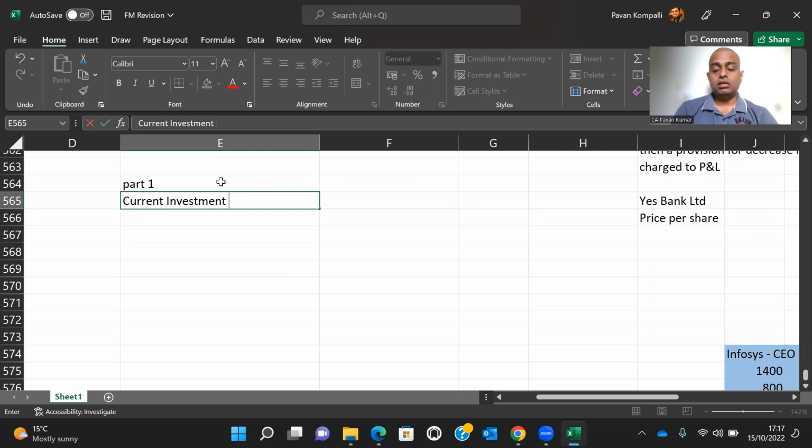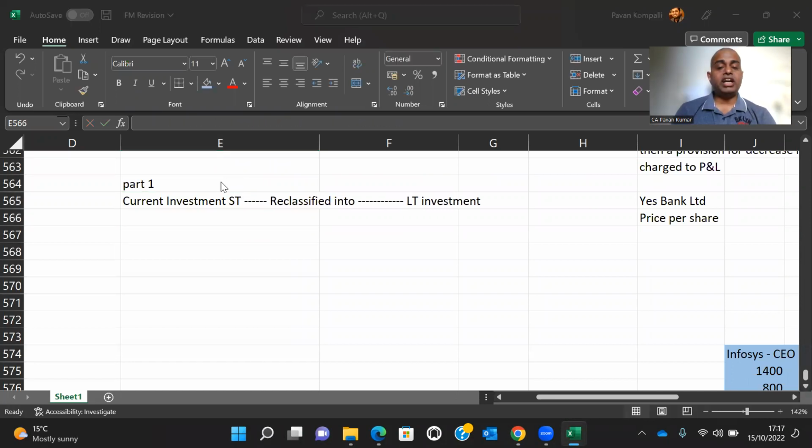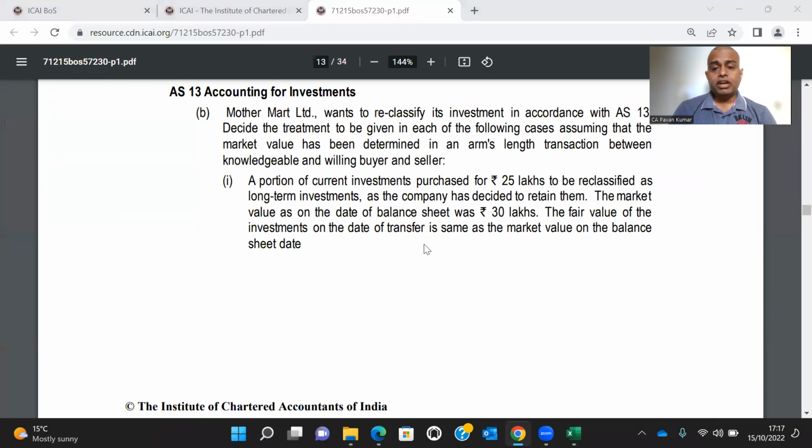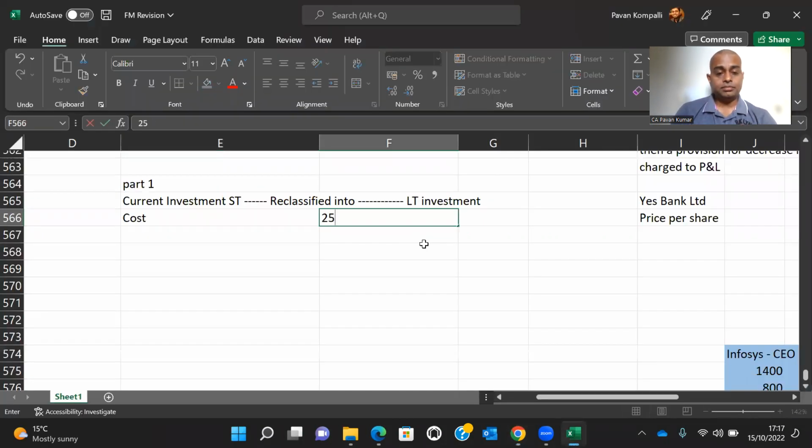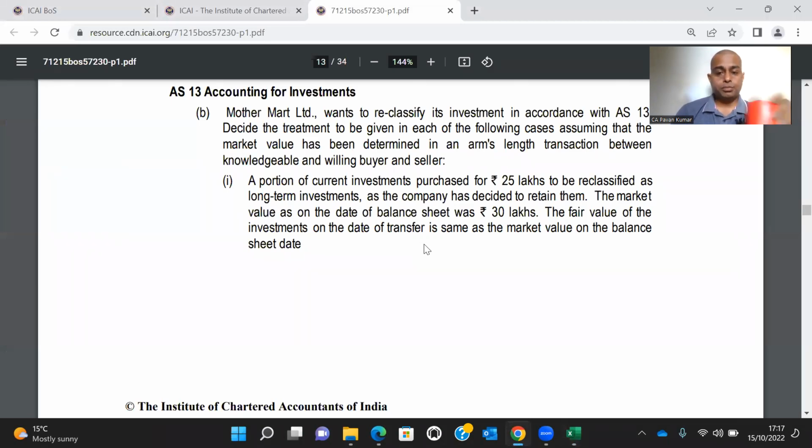Current investment reclassified into long-term investment. Current investment means short-term, reclassified into long-term. Then can I say purchased for 25 lakhs, cost 25 lakhs? Okay, read more. The market value as on the date of balance sheet was 30 lakhs. The fair value of the investments on the date of transfer is the same as the market value on the balance sheet date. So on the balance sheet date, what is the market value?